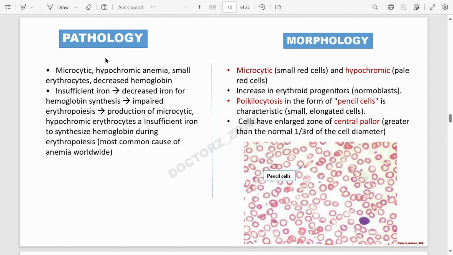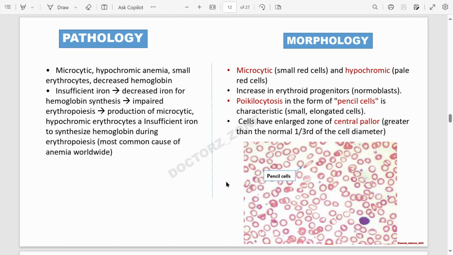So what is the pathology? Due to insufficient iron, there is decreased iron for hemoglobin synthesis, leading to impaired erythropoiesis, and causes production of microcytic hypochromic erythrocytes due to insufficient iron for the synthesis of hemoglobin. And iron deficiency anemia is the most common cause of anemia worldwide.